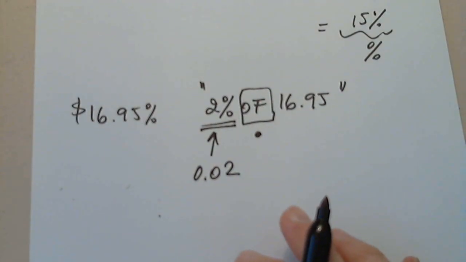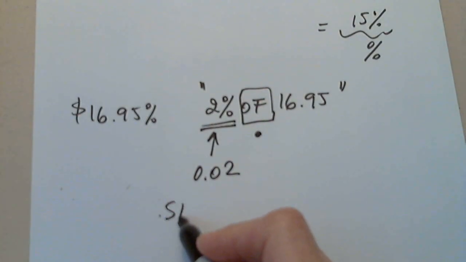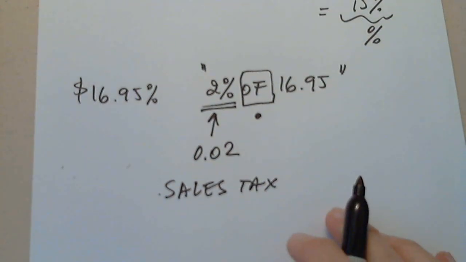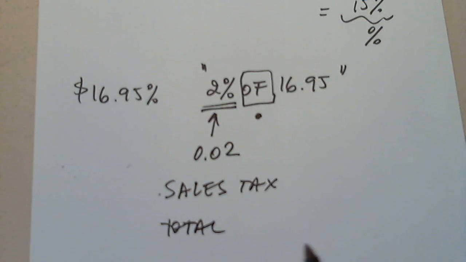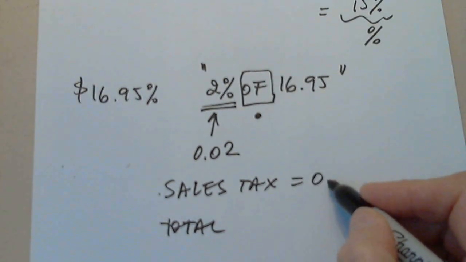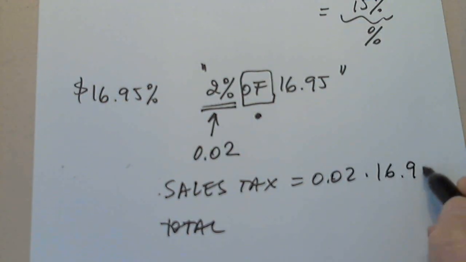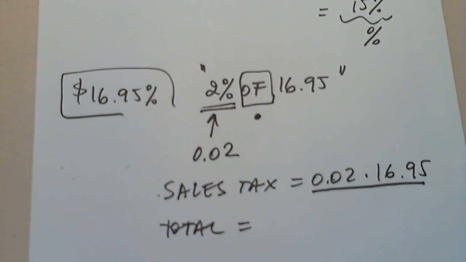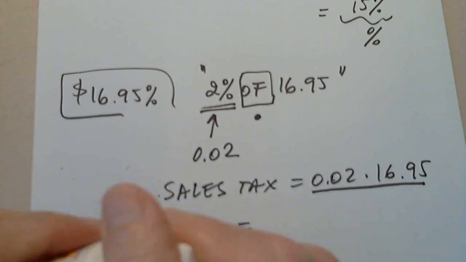So the first question is asking us, how much will be the sales tax? And the second question is, what is the total? In order to determine the sales tax, we have to multiply 0.02 by 16.95. And then to this, we are adding the... Wait, sorry.